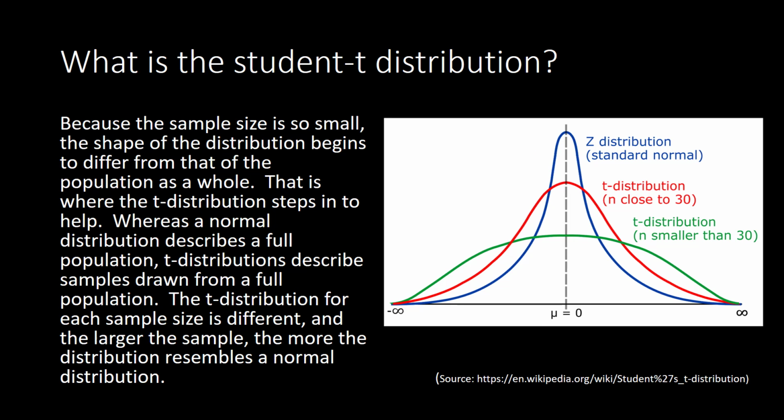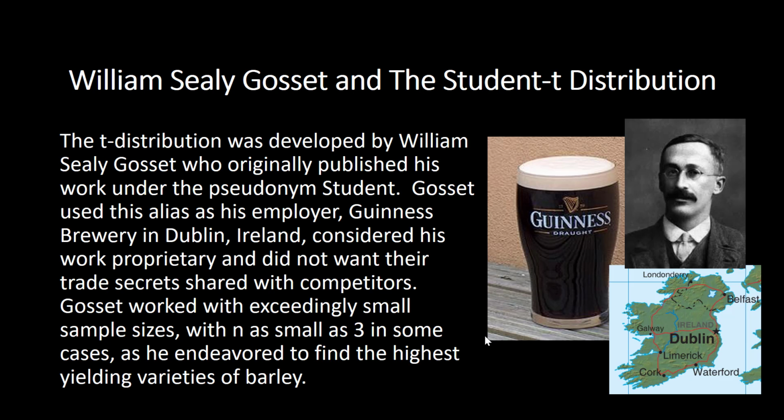The normal curve does not do a good job of representing the shape of the probability distribution. Because sample sizes can be so small, the shape of the distribution begins to differ from that of the population as a whole. That is where the t-distribution steps in to help. Whereas a normal distribution describes a full population, t-distributions describe samples drawn from a full population. The t-distribution for each sample size is different, and the larger the sample, the more the distribution resembles a normal distribution.